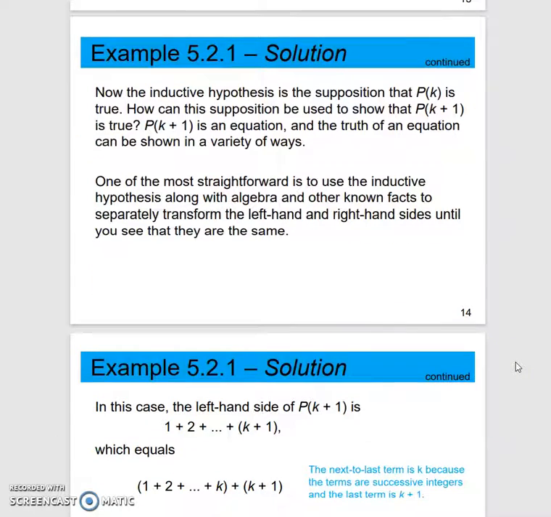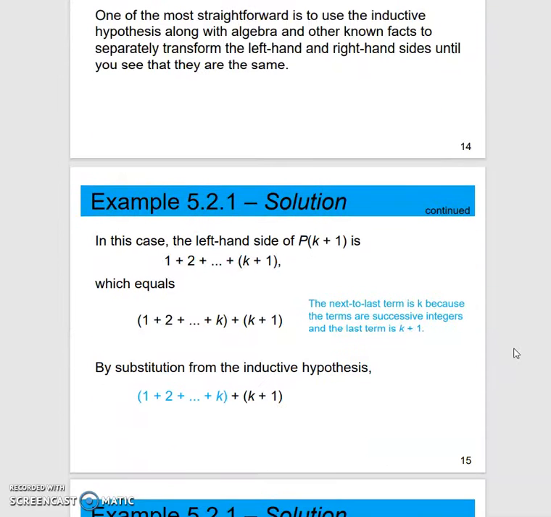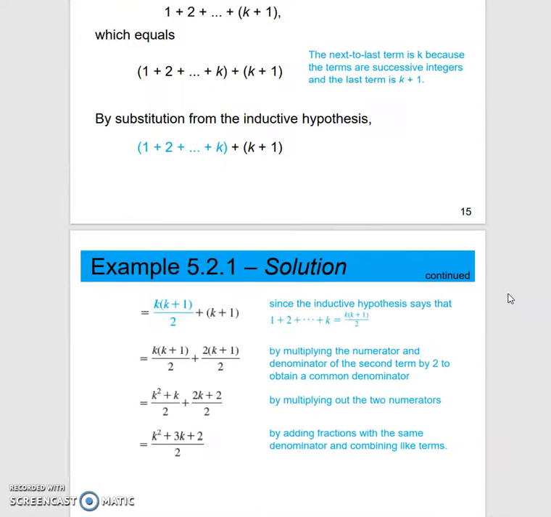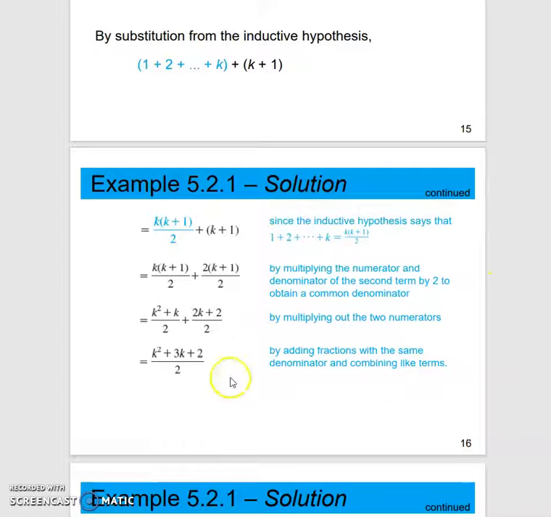And then the question is, well, how do I get from the one to the other? A very common step that we will see in induction is that we will change the one to get to the other. So I'm going to add k plus 1 to both sides of the equation. I get the left-hand side of the p of k plus 1 pretty easily, and then let's look at that right-hand side. How does that one work?